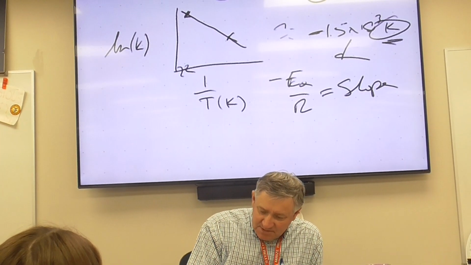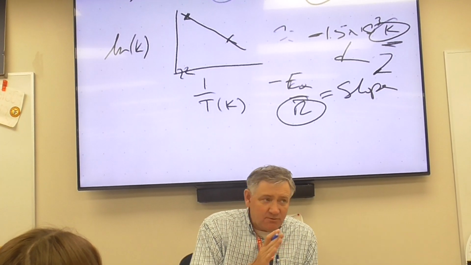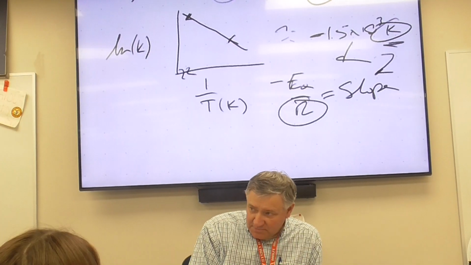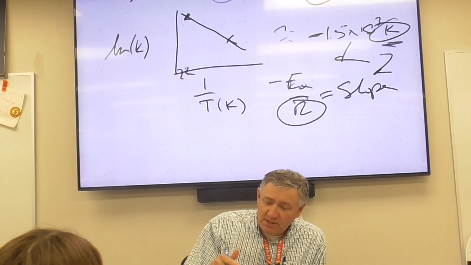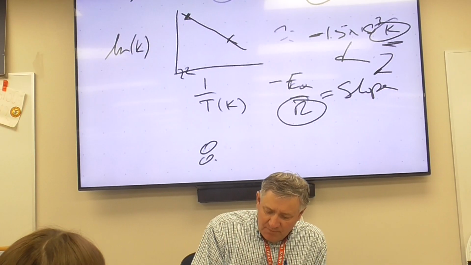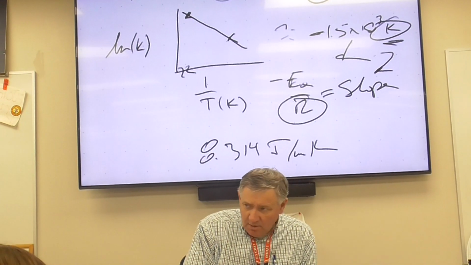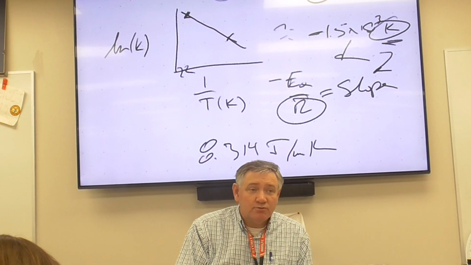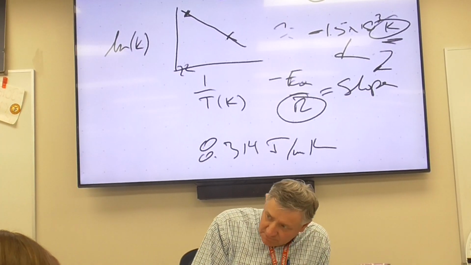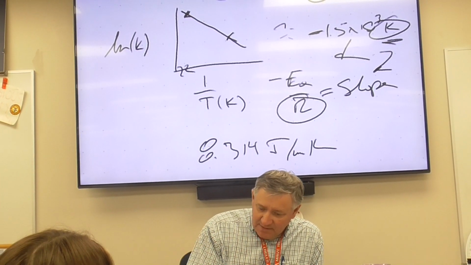So if that's your slope, which it is, now this is where you have to choose wisely in terms of R, because there are two main values of R. You need to use the one that's 8.314 joules per mole Kelvin, because you're looking for activation energy. You are looking for joules. So this is why the units have to work out like they do.